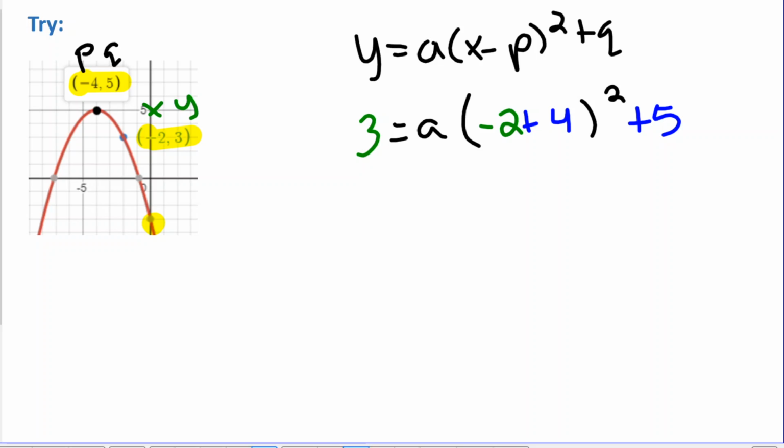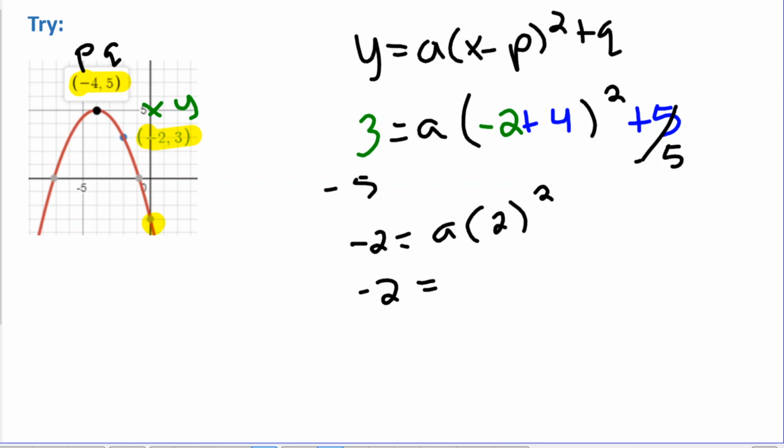Again, first thing, I'm going to move this 5 to the other side. Right now it's being added, so again, I do the opposite operation. I subtract. So I get a -2 equals A. Again, here I'm going to do -2 plus 4. I'm going to get a +2. I'm going to square that first.